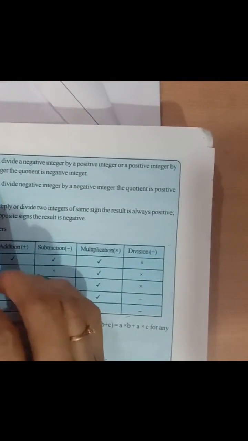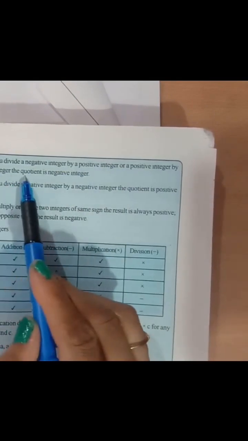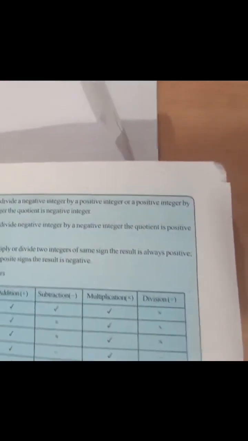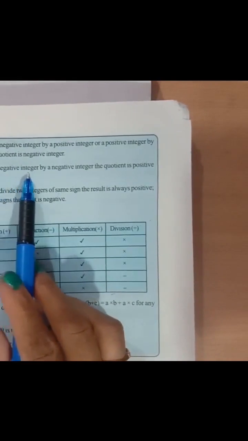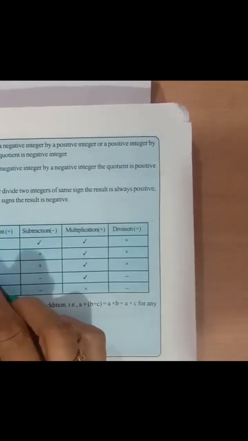Next is the fifth point. Each time you divide a negative integer by a positive integer, or a positive integer by a negative integer, the quotient is a negative integer only. Next, each time you divide a negative integer by a negative integer, the quotient is a positive integer.